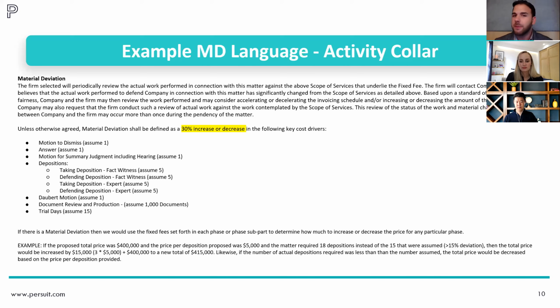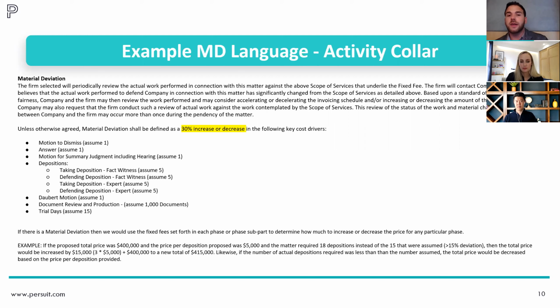If there's only a 10% change in the quantity of activities, well, that's not enough. That's not a big enough change. So let's not deal with having to negotiate every single time there's a tiny 10% change in quantity of activities. But if there's a 30% change, okay, then that's enough to trigger the need to adjust the price.